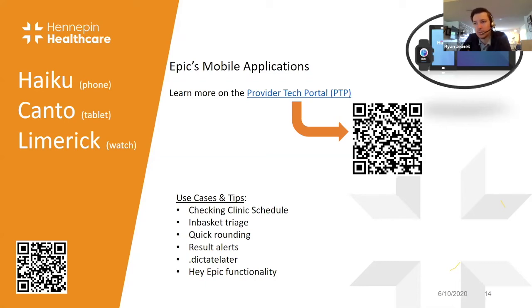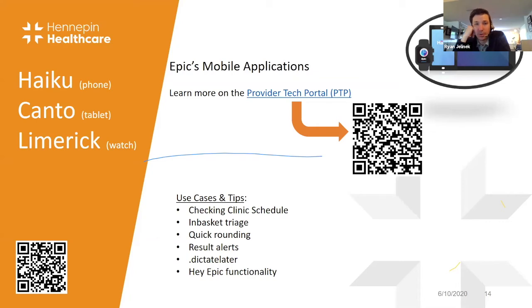Checking your clinic schedule. When we do get back to having in-person noon conferences, this was great because you'd sit in noon conference and want to know if your 1 o'clock patient was going to show up or not, and you could see when they show up by looking at Haiku. The in-basket triaging, you can do a lot of responses to in-basket messages straight from the Haiku app. You can pull up your patient list if you're rounding and get a lot of really quick glanceable information inside of Haiku.